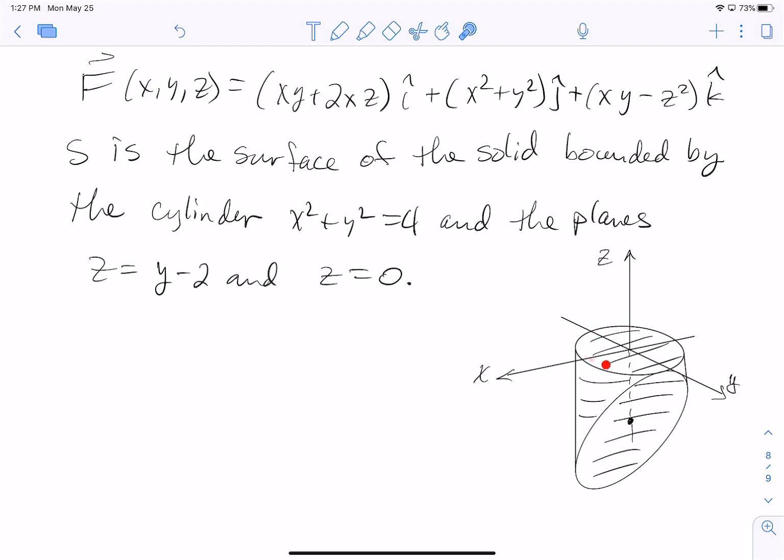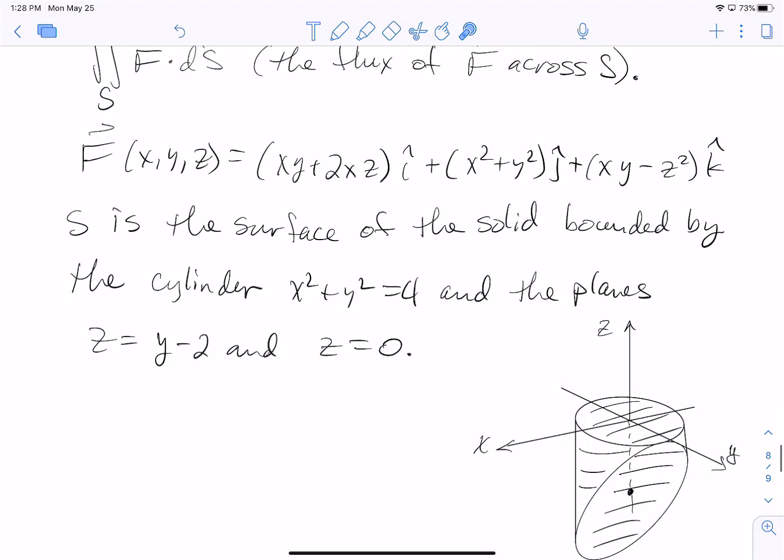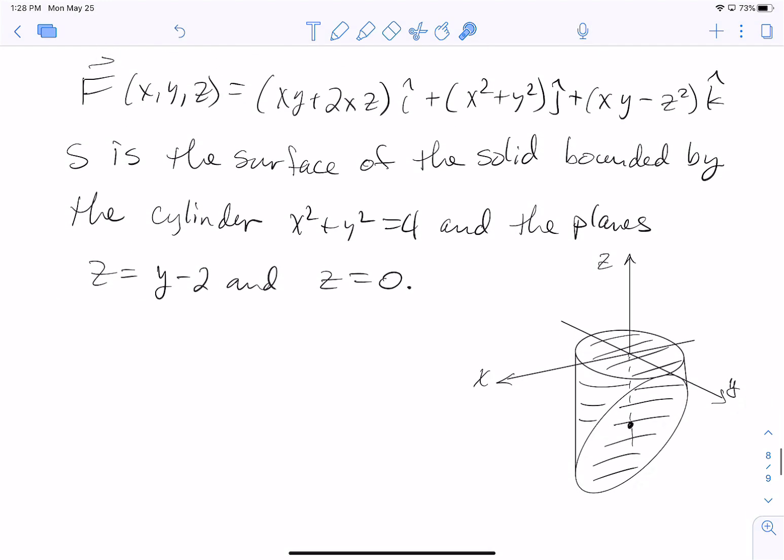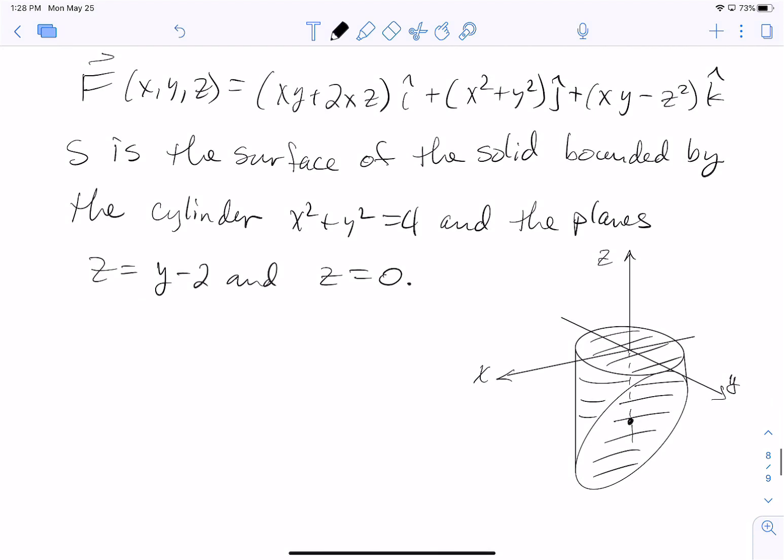Here we have our cylinder of radius 2. The top is the xy plane, and the angled face here is the plane z equals y minus 2. Now, folks, a distinction here. S is the surface of the solid, and we're asked to find the flux of F, but we're going to do it by computing the triple integral over the region E.